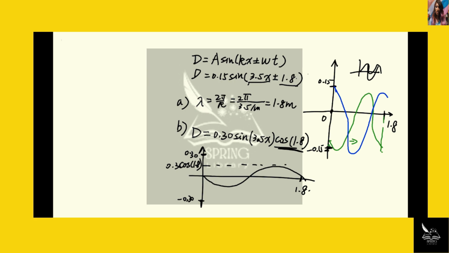And the question says we need to find the place of the node and antinode. So we can find out using the expression x equals n pi over k. So that gives us 0, 0.9, 1.8 as the places of the node. And the antinode is in the middle of these. So for antinode, we will have x equals 0.45 and 1.35. And we can see that is exactly what we get in the graph.